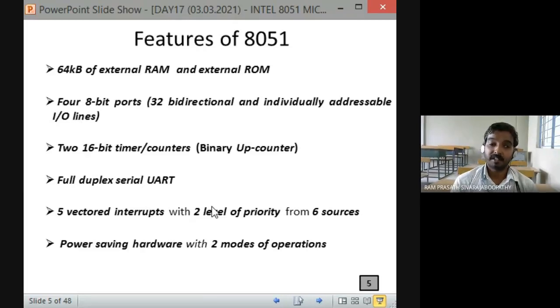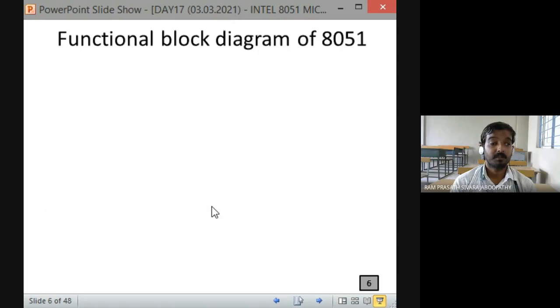In the case of the 8051 microcontroller, we have 4 8-bit ports, then 2 16-bit timers/counters, then 1 serial port. Then it can handle 5 interrupts, and it has 2 power saving modes. So that's all about the features of the 8051 microcontroller. Now we will get into the block diagram, the functional block diagram of the 8051 microcontroller.